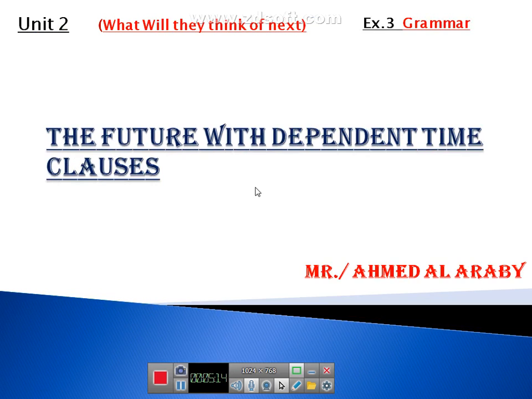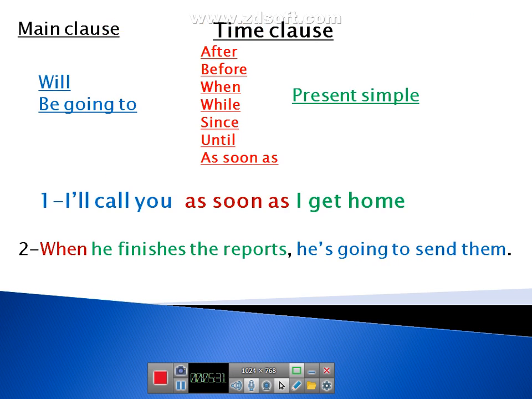The future with dependent time clauses. Dependent time clauses refer to clauses that cannot give a complete meaning without the main clause. Time clauses are phrases with time linkers or time conjunctions: after, before, when, while, since, until, as soon as. These linkers are followed by the present simple and preceded by the main clause in the future, will plus the base form, or be going to plus the base form.